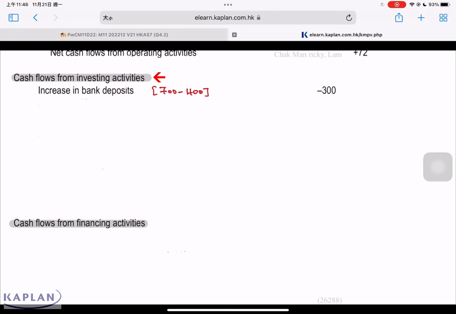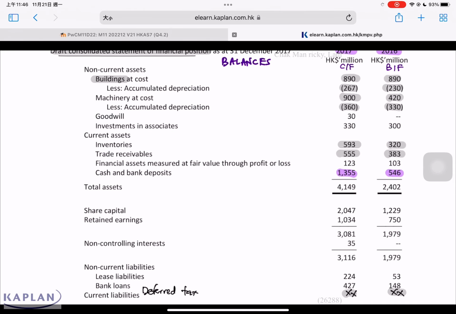Cash flow from investing activity. For investing activity, you must look at investment and non-current assets. Look at non-current assets in balance sheet. The non-current assets are referring to building and machinery. Goodwill is a non-cash item. The cash item is relating to the purchase of the new subsidiary during the year, and investment in associate. Last year is 300, this year is 330.